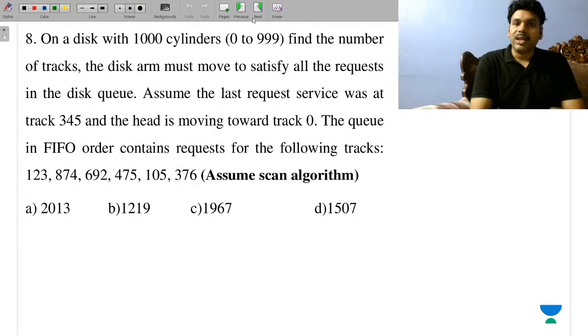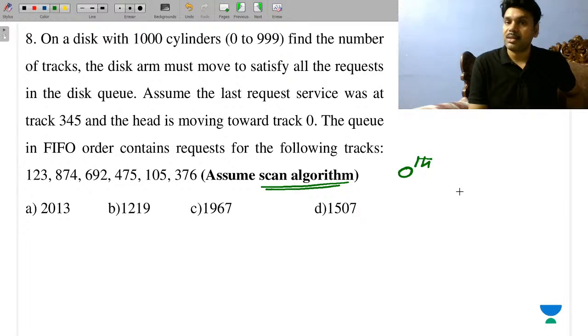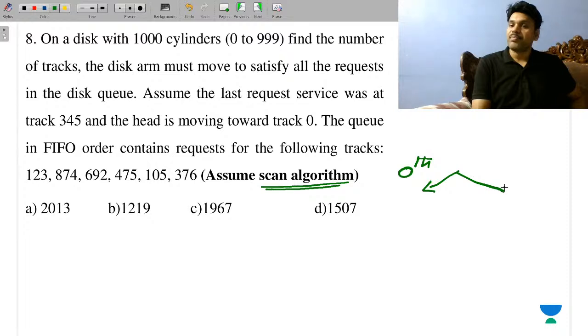So come to the eighth question. This time he is talking about the scan algorithm. We know the scan algorithm is nothing but what? Complete scan from one side of the disk to the last request which you made. In the scan algorithm, the head can move in both directions, either left side or right side. So here he has said which side the head is moving.